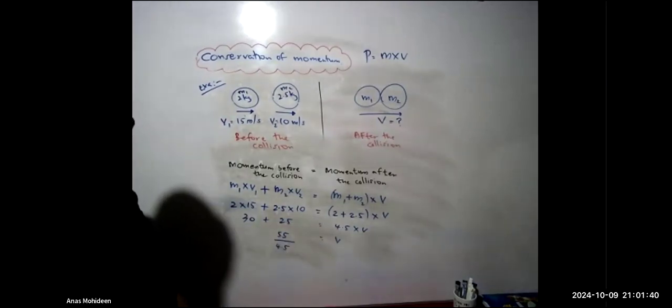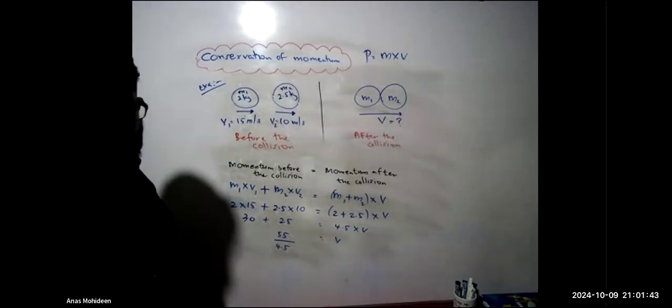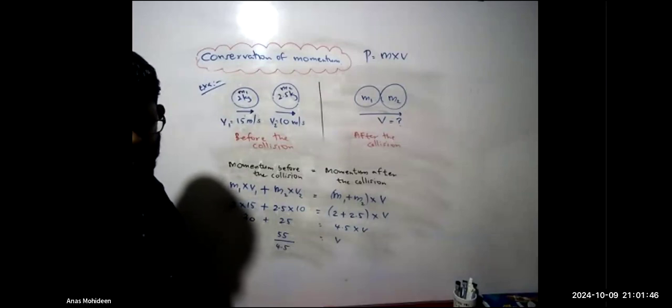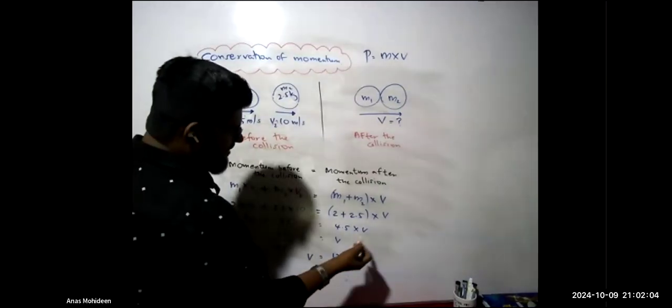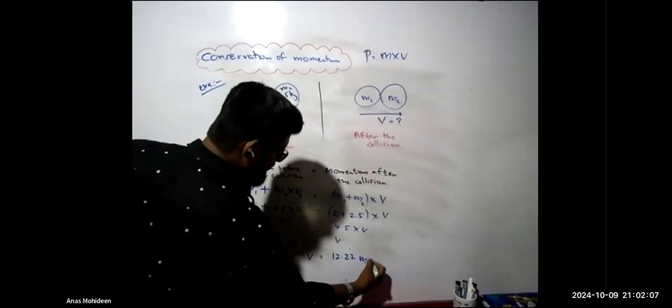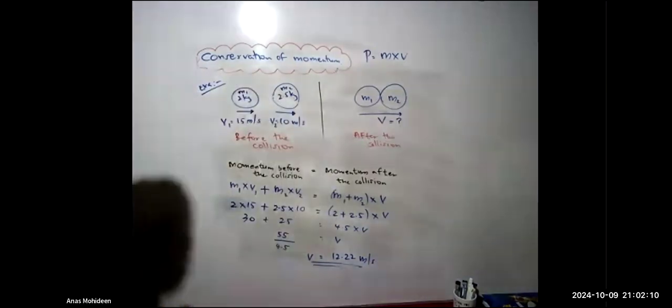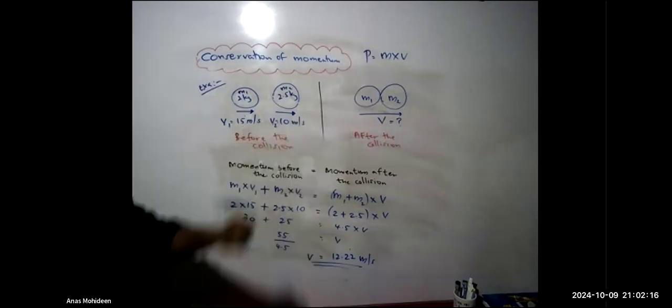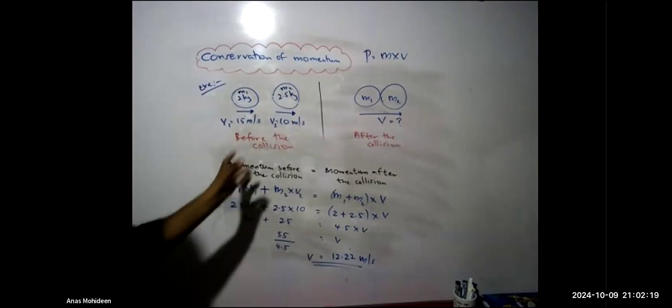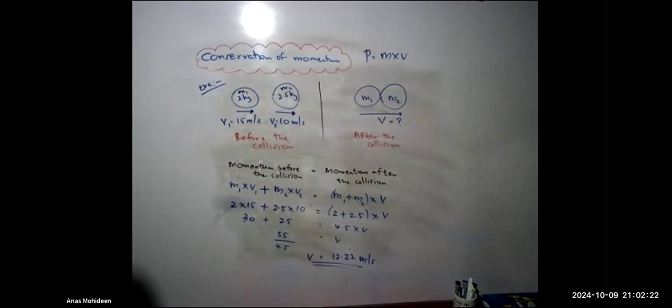How much is the answer now? 55 over 4.5. Give me the decimal value, right? 12.22. As a fraction, the answer is 110 over 9. You can keep it like that since it is recurring. 12.22 meters per second. So what is the final velocity of both of them? 12.22. Can you see it is not 10, it is not 15, it is somewhere in between collectively. This is to maintain the same momentum. Did you understand that point?